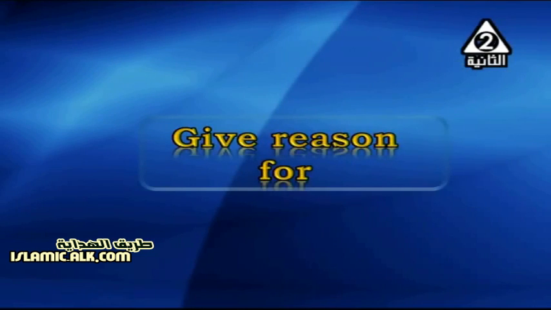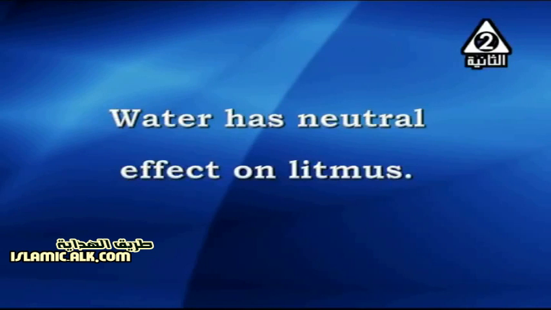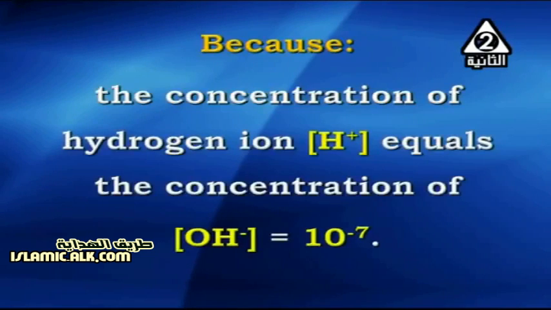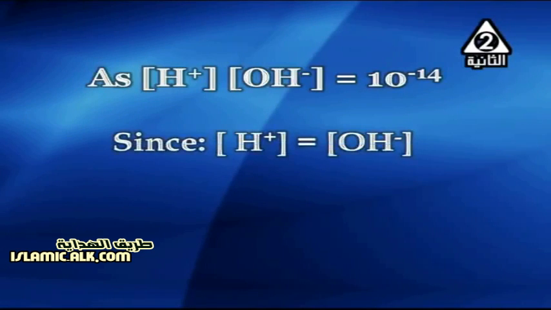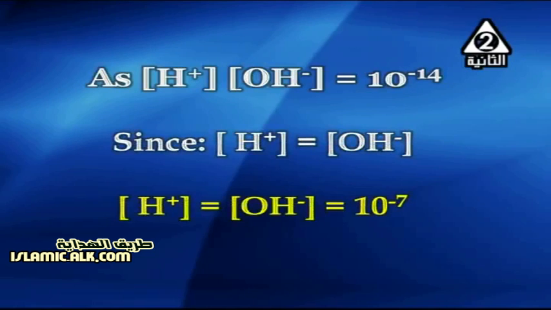Give reason for this question: water has a neutral effect on litmus. We can say, because the concentration of hydrogen ion equals the concentration of hydroxide ion, equals 10 to the power negative 7. As the concentration of hydrogen ion equals the concentration of hydroxide ion and their product equals 10 to the power negative 14, the concentration of hydrogen ion and the concentration of hydroxide ion each equal 10 to the power negative 7.